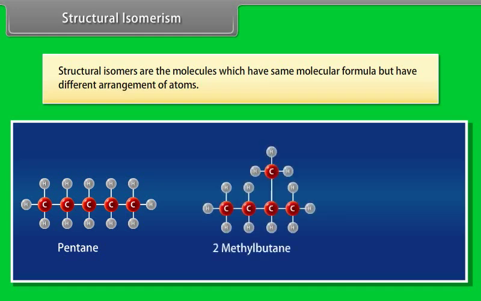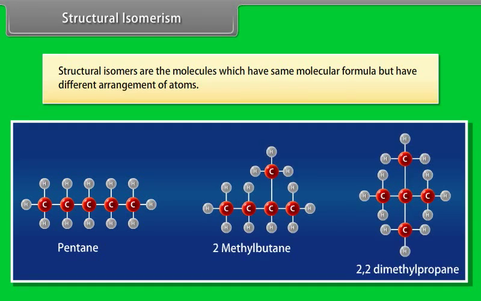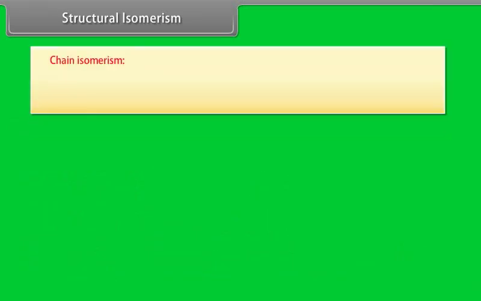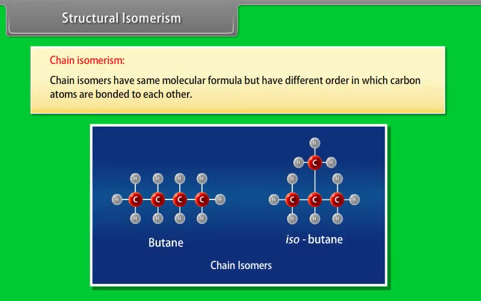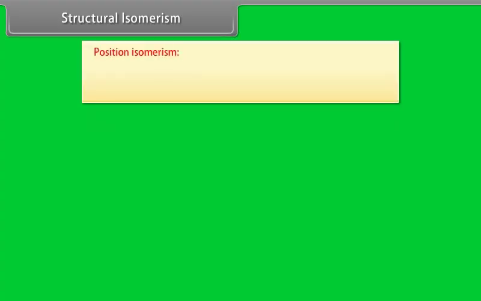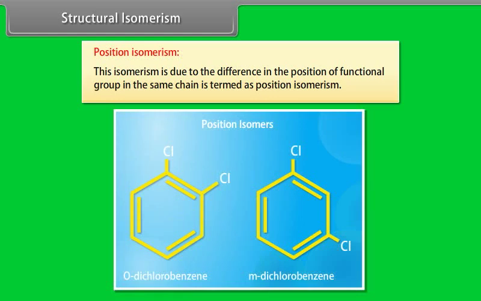Structural isomerism. Structural isomers are the molecules which have the same molecular formula but have different arrangement of atoms. Chain isomerism. Chain isomers have same molecular formula but have different order in which carbon atoms are bonded to each other. Position isomerism. This isomerism is due to the difference in the position of functional group in the same chain, and is termed as position isomerism.